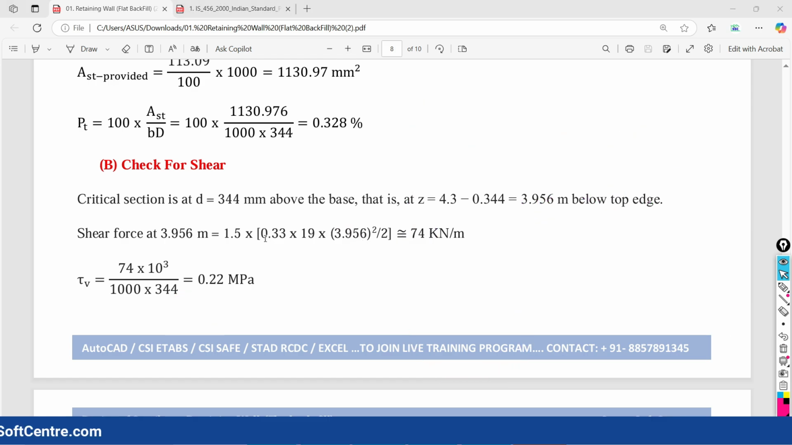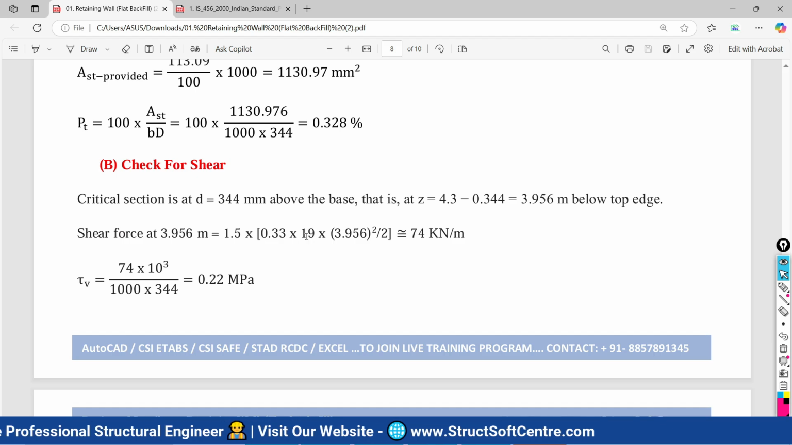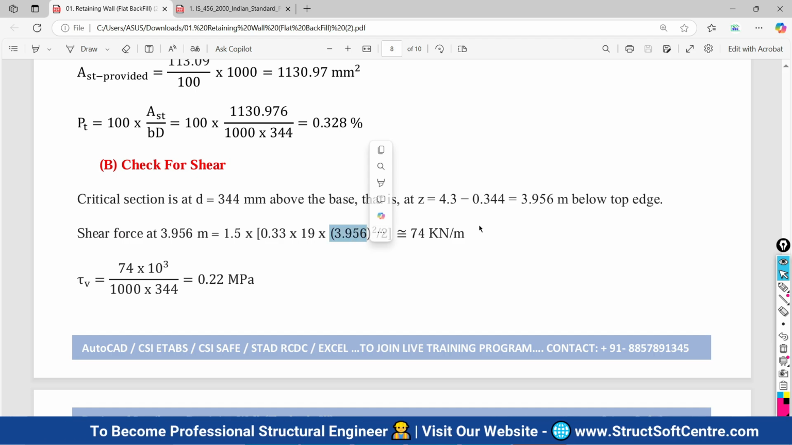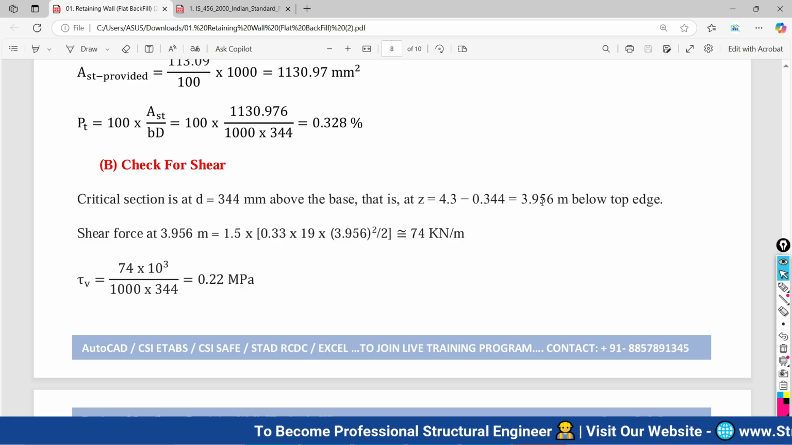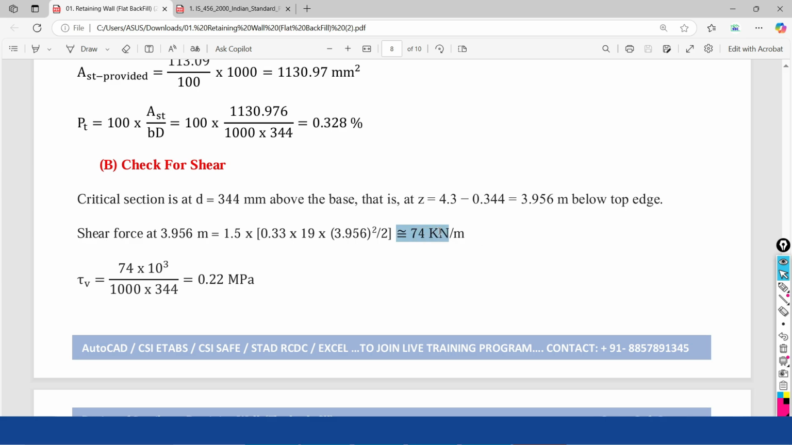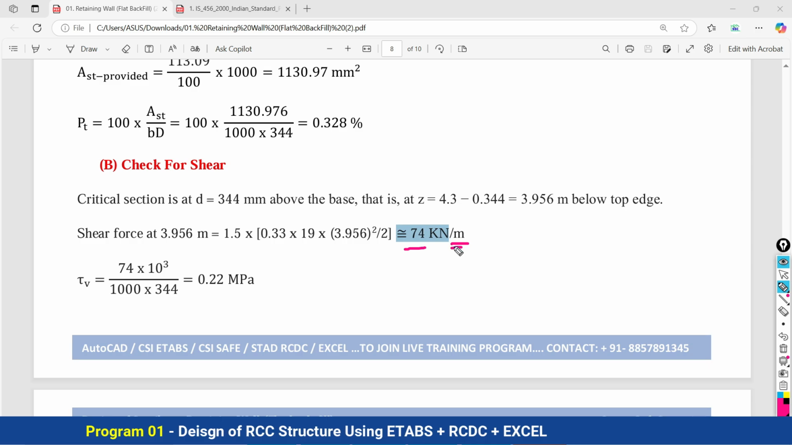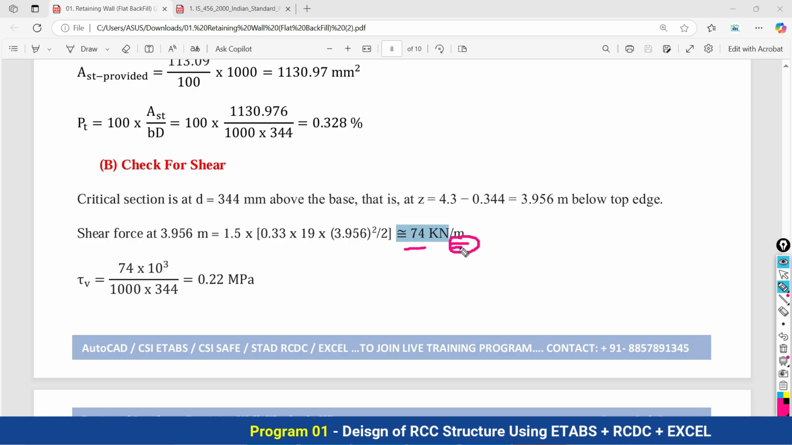If you look at Ka, the coefficient of active earth pressure, it is 0.33, the density of the soil is 19, and z value is 3.956 square divided by 2. After doing this calculation, we will come to know the shear force as 74 kilonewton. This is kilonewton over a 1 meter length of the retaining wall. This calculation is done over the 1 meter length of the retaining wall.